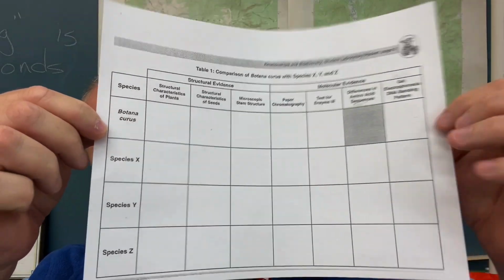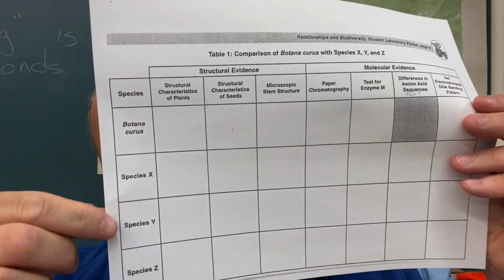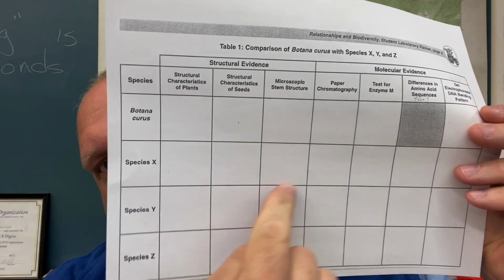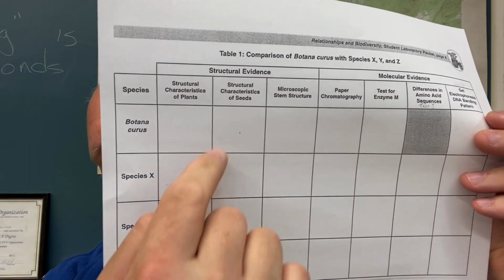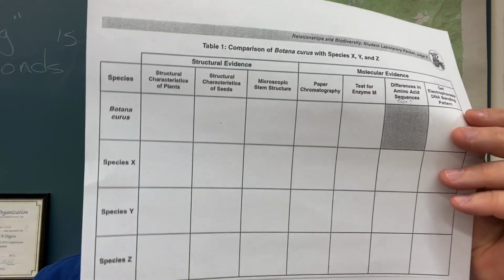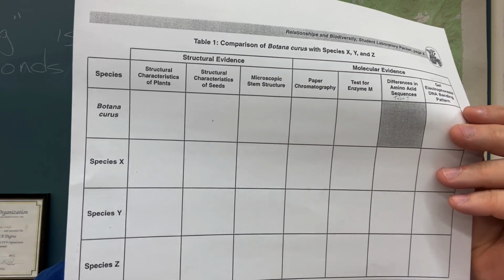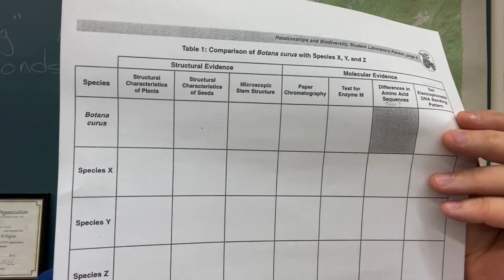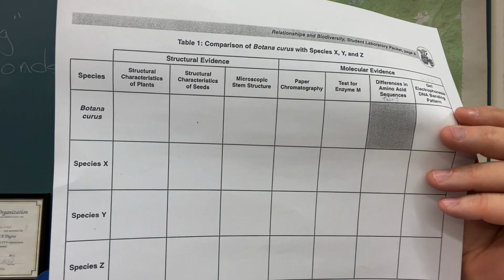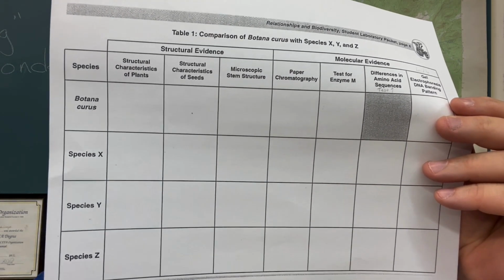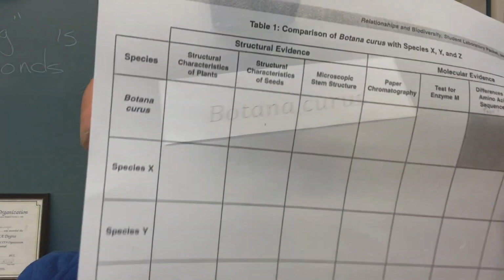Okay, you can see over here on the side, X, Y, Z, and Botanicurus, and this is all the different tests you're going to do. So you're going to fill in this entire table. My hope is that by the end of this video, you'll be able to see every test and then determine which one is most closely related to Botanicurus. So let's have some fun now.